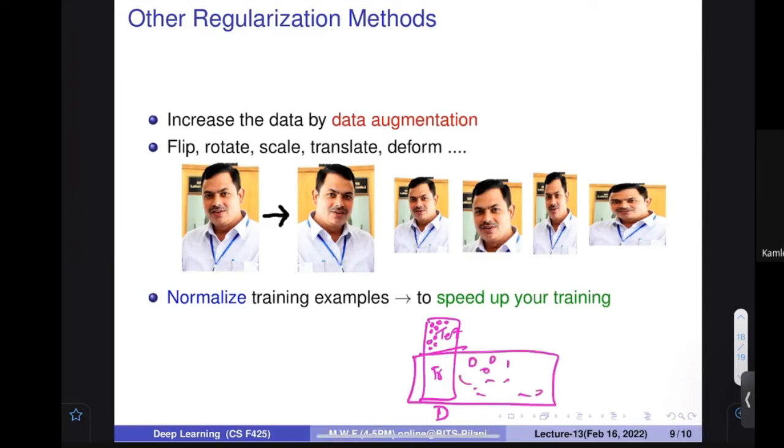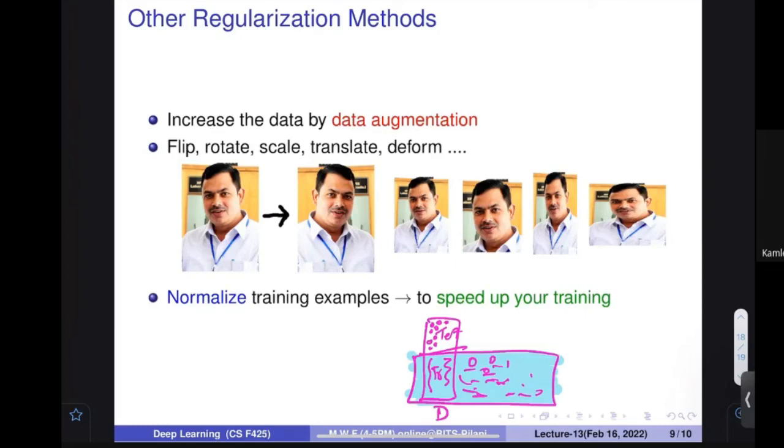So if you again start learning, what would happen? On these things, the system was already good. On this thing, the system was bad. But now I have trained on this, so the system becomes good on these things also. So if you increase the training data, your system is going to be better. This is another kind of regularization, where I'm going to increase the data.